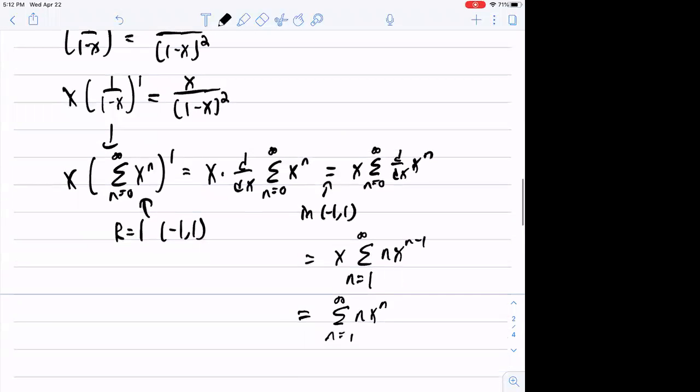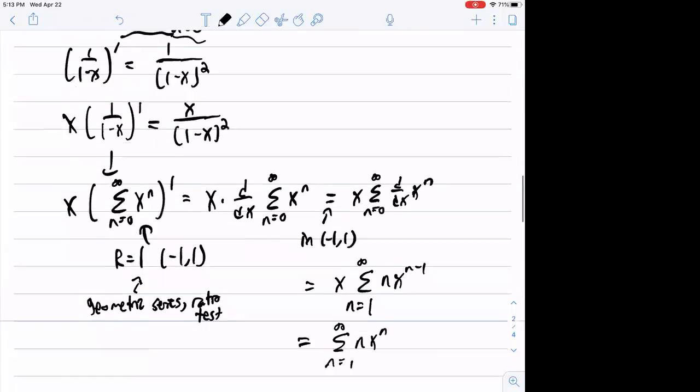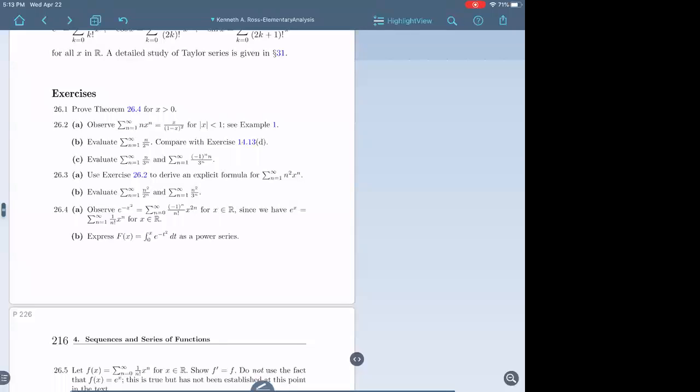Here, this is a geometric series, or ratio test, whatever you like, but really you can see that the radius is 1. Because if you try plugging in x equals 1 on the left, you're dividing by 0. So the farthest you could go is 1. Okay, so let's move on. I'll do B, and then I'll let you all do C for practice.